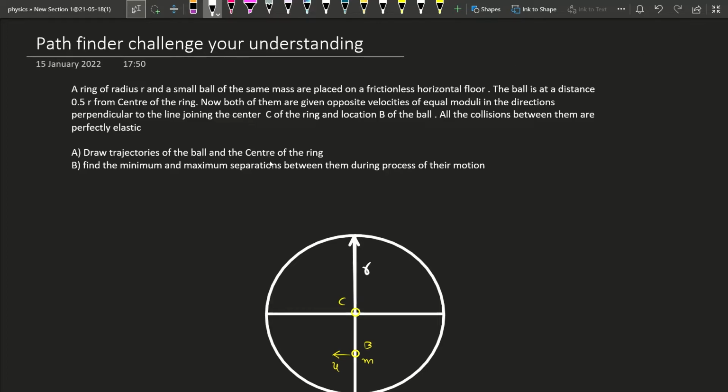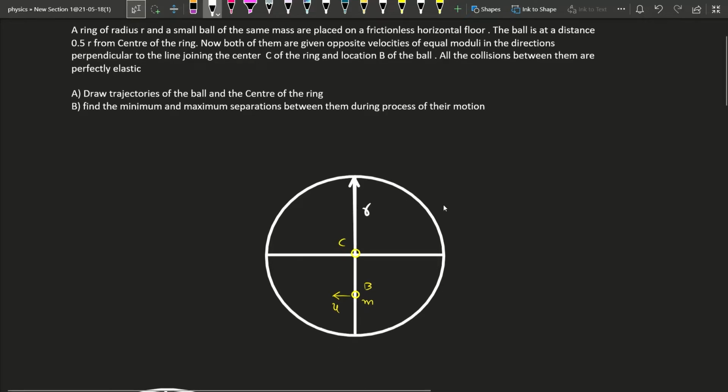So first of all, I'm going to start here, and one more point is missing in the diagram. That is the distance between the ball of mass m and the center of the ring, which is given as 0.5 r. So this is the thing given in the question. Now let us see how to solve this question.